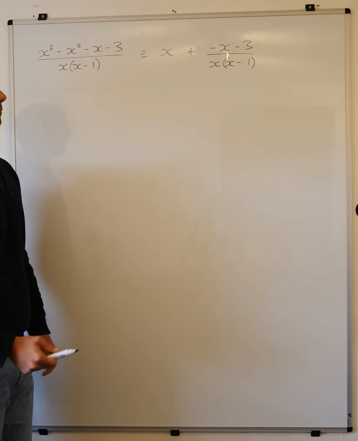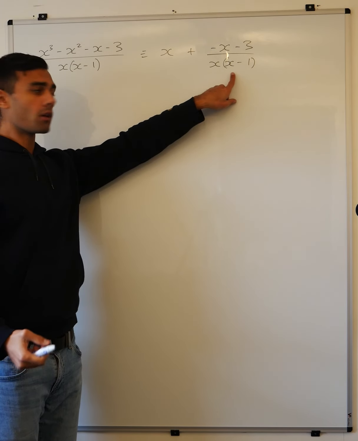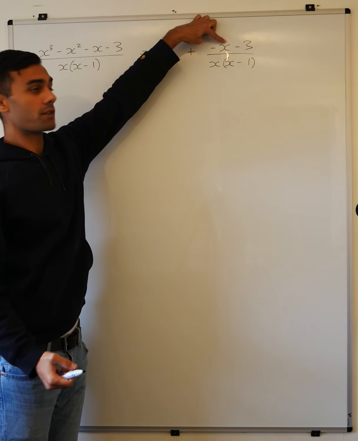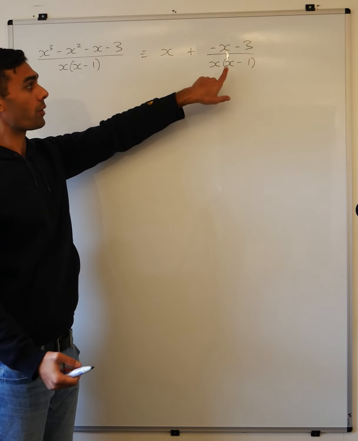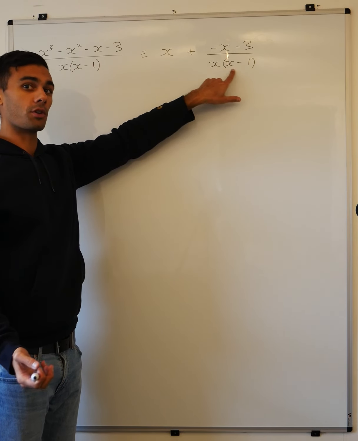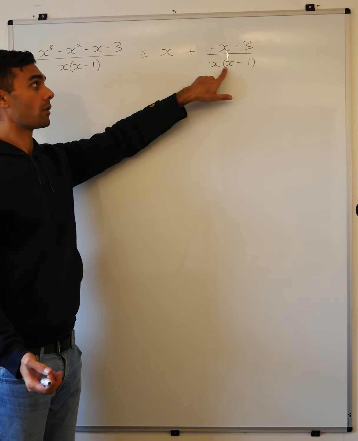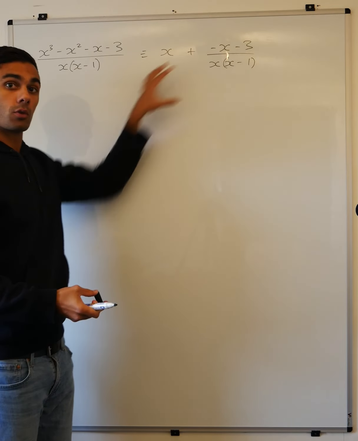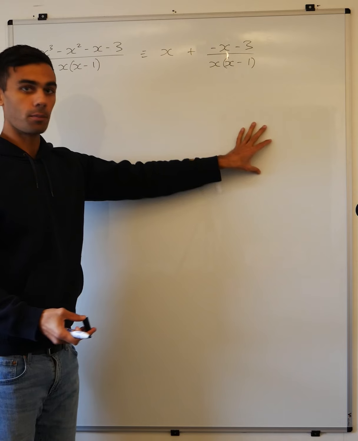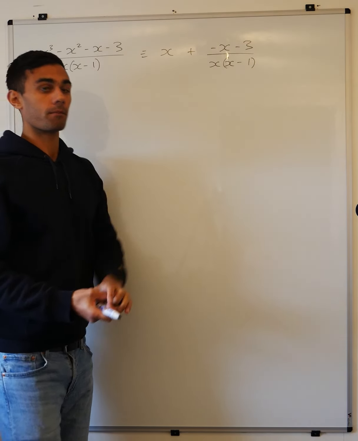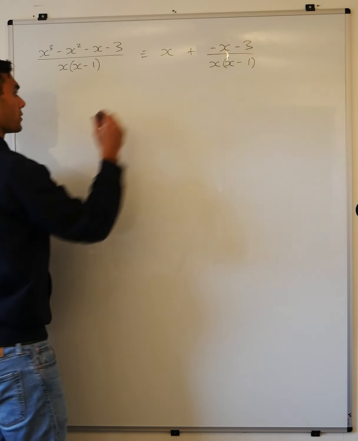Okay. And on the right hand side, we no longer have an improper fraction. The degree of the numerator is 1 and the degree of the denominator is 2. If you expand this, you get a quadratic. So what we now do is we take this term to one side and we split that into partial fractions, and then right at the end we're going to put it back here. Okay, so let's take this to one side.